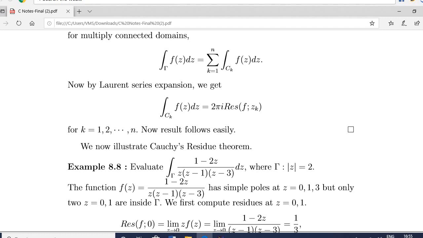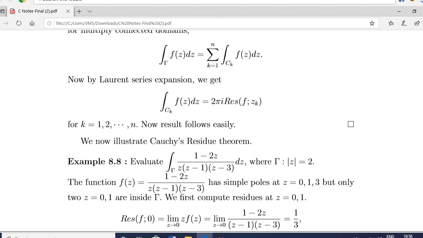Now what is gamma, the larger circle given here in this example? Mod z equal to 2. Circle with center at origin, radius 2. Singular points are 0, 1, 3. So 0 and 1 are the only singular points inside gamma. See, Cauchy residue theorem talks about the singular points inside gamma. So 3 is a singular point, but 3 is outside gamma. So here we are concerned only with points 0 and 1, which are inside gamma.